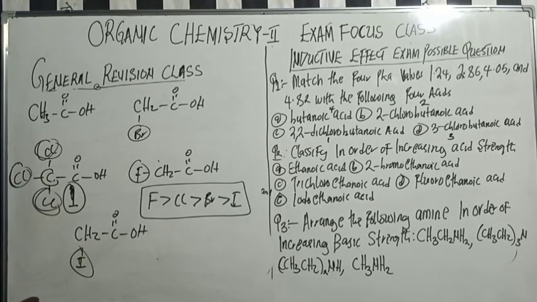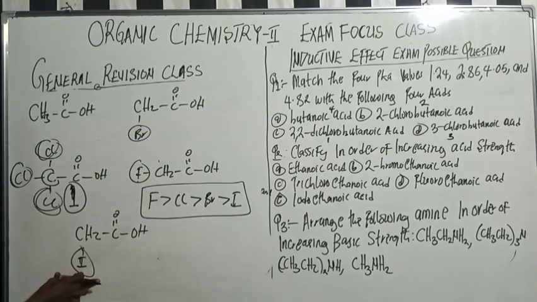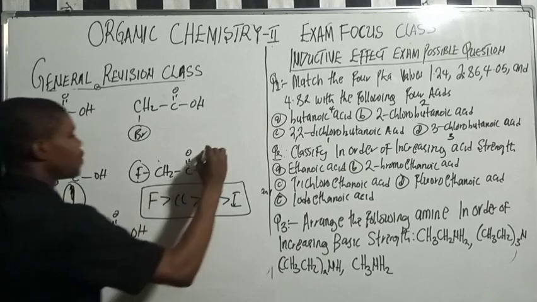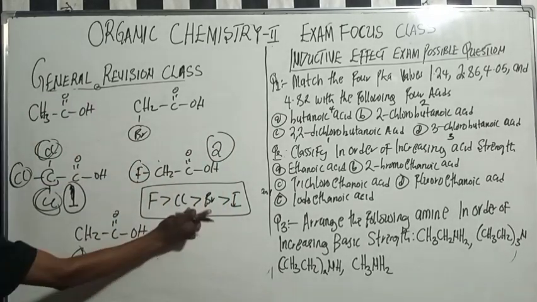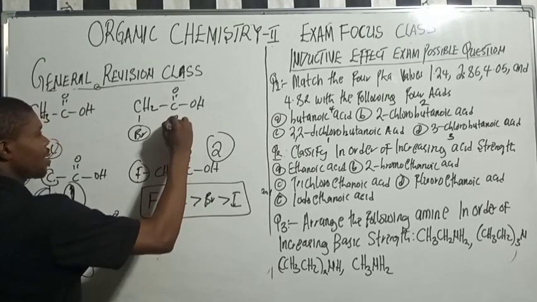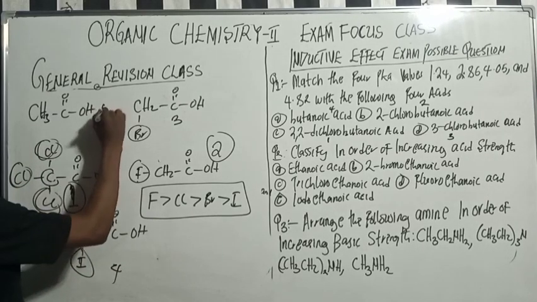So we have fluorine, bromine, and iodine. Fluorine is greater than any other one, so it is my number 2. Bromine is greater than iodine, so it is number 3 and iodine is number 4. They are going to be the lowest. Then the last one is going to be my number 5.